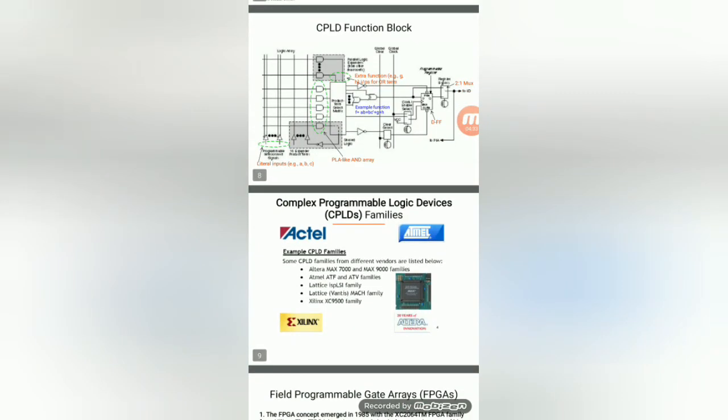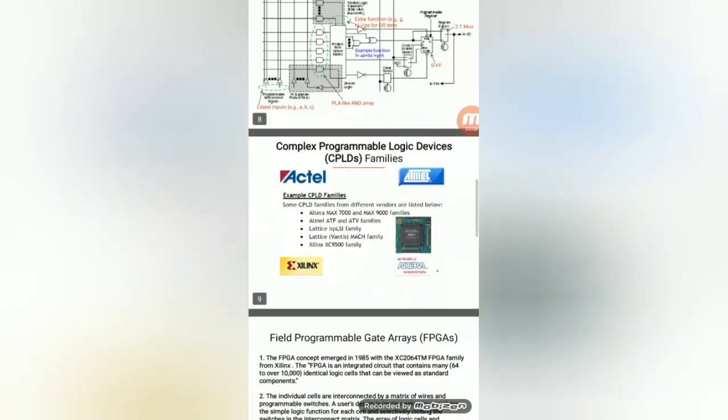Different CPLD families are available in the market. Those are Altera MAX 9000 and 7000, Atmel, Lattice, and Xilinx XC9500 family. These are the different CPLD families. This is important for a 2 marks question: list out some CPLD family devices. A vendor is nothing but a company, the IC production company, so it is simply called a vendor. So that is the CPLD.